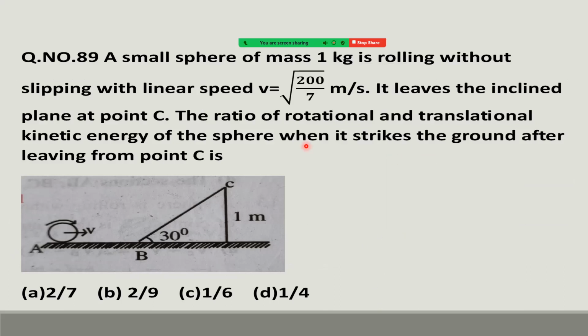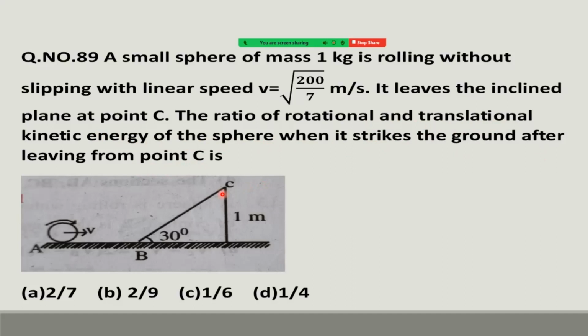Let's see the question given. A small sphere of mass 1 kg is rolling without slipping with a linear speed v equal to root of 200 by 7 meter per second. It leaves the inclined plane at point C. The ratio of rotational and translational kinetic energy of the sphere when it strikes the ground after leaving the point C is.